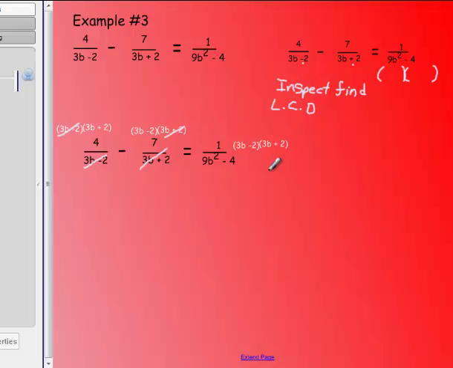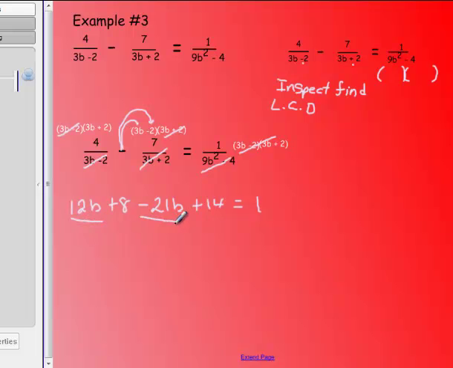And here's where the beauty is. 9b squared minus 4 gets factored down into 3b minus 2 and 3b plus 2, so it cancels out. And I'm left with 12b plus 8 minus 21b plus 14, right? I'm distributing a negative. So a negative and a negative is going to get me a positive, and 7 times 2 is 14, and that equals 1. All right, so let's put this all together.